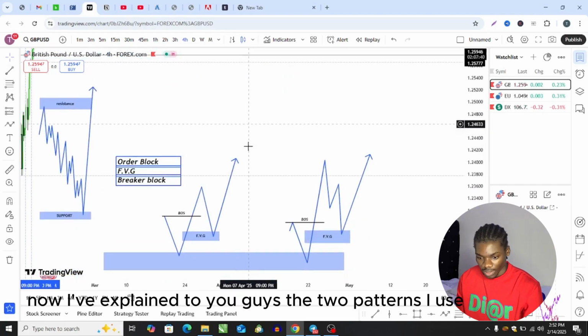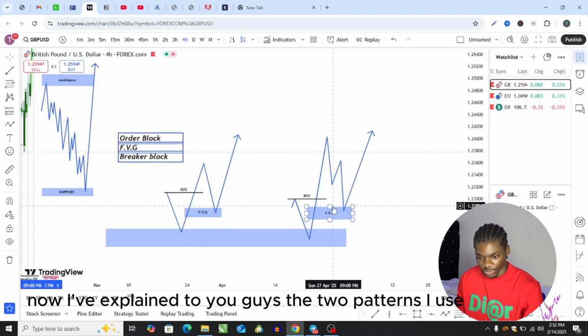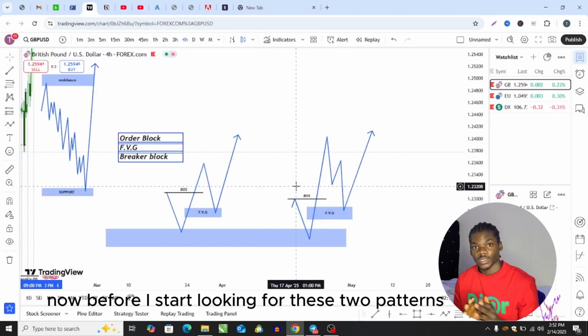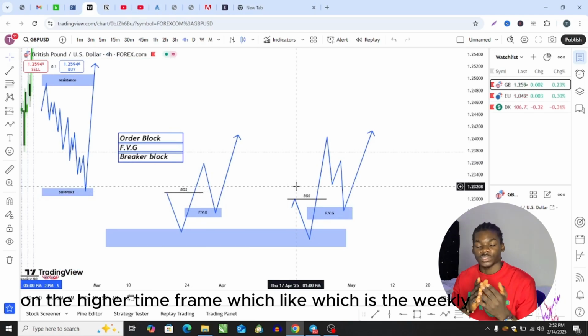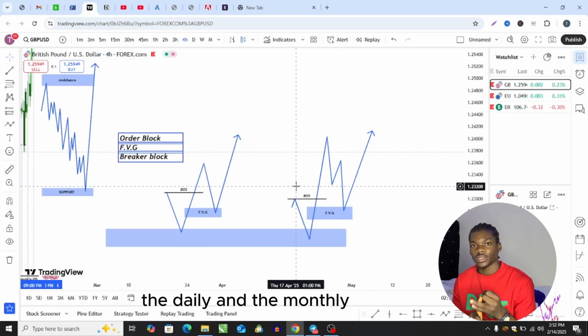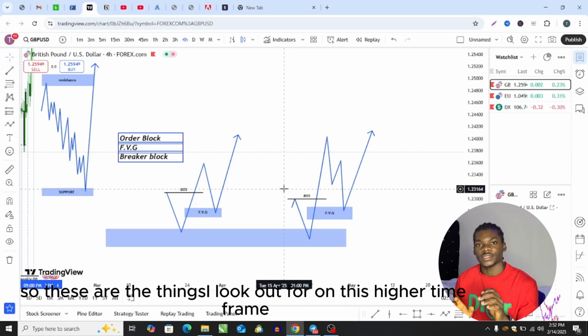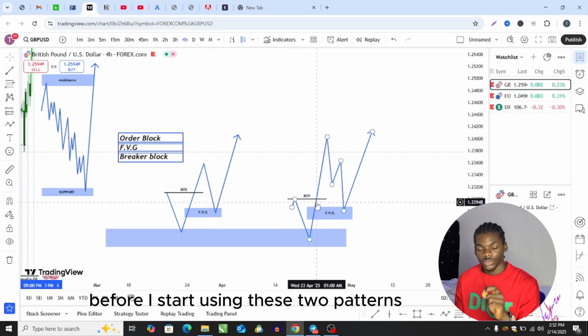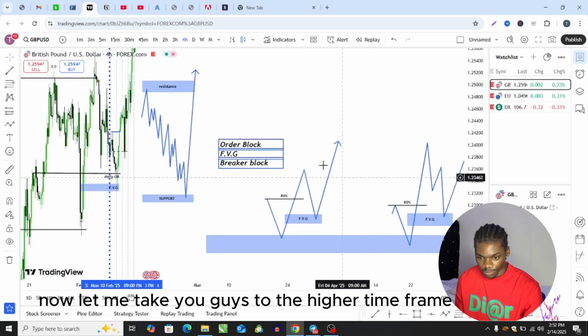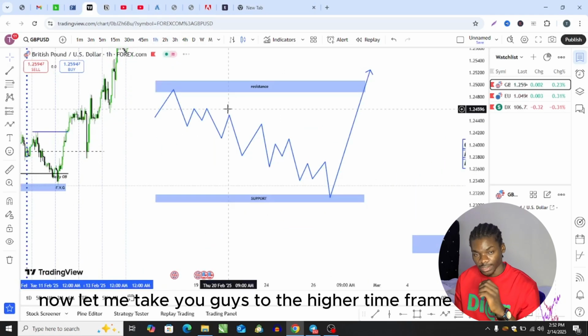Now, I've explained to you guys the 2 patterns I use. Before I start looking for these 2 patterns, I want to show you guys what I actually do on the higher time frame, which is the weekly, the daily, and the monthly. So these are the things I look out for on this higher time frame before I start using these 2 patterns to take any trade. Now, let me take you guys to the higher time frame.